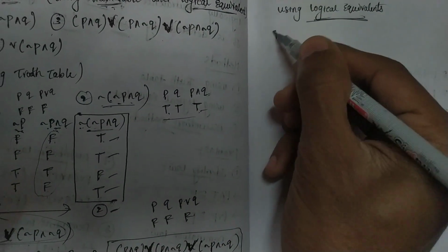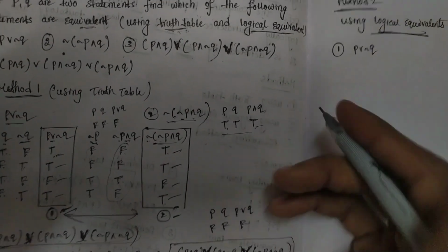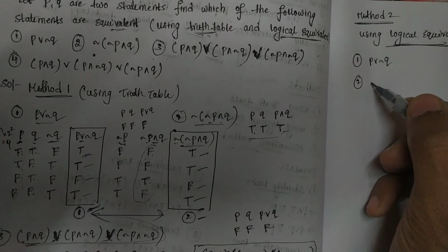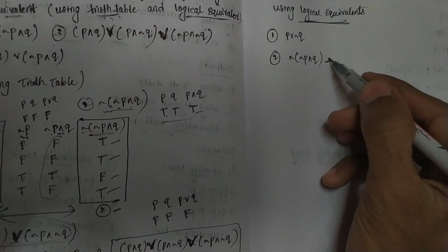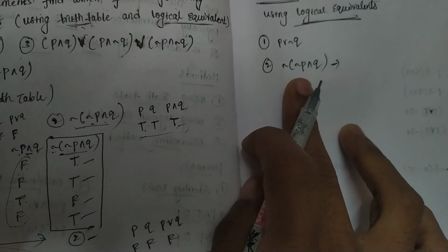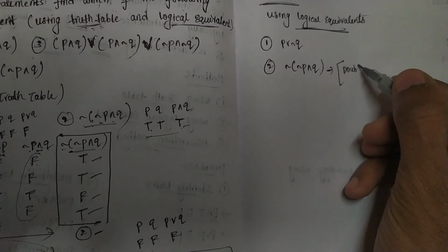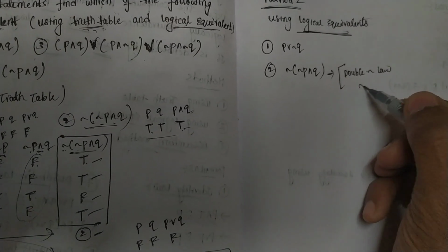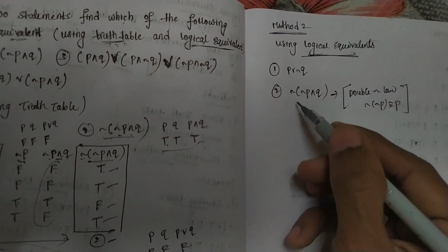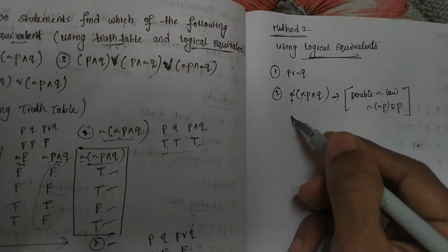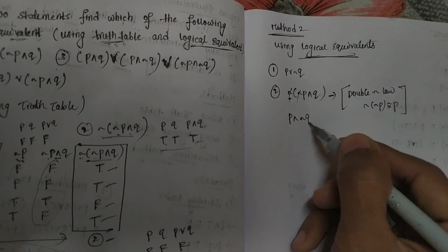So the first one is what is given here: P or negation Q. Put this like this only. Take the second one, that is negation of negation P and Q. By seeing this you can remember that this is in the form of the double negation law. Using the double negation law formula, negation of negation P is equivalent to P only. So by using this formula, negation of negation means the negations cancel, here P, and this negation is applied to this, that is P and negation Q. This is the second one.